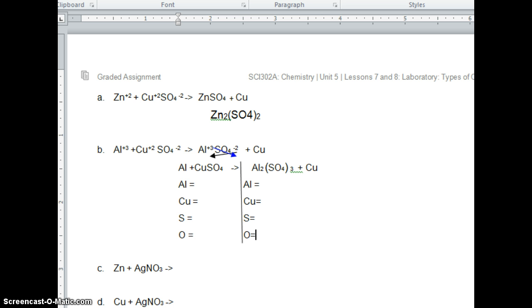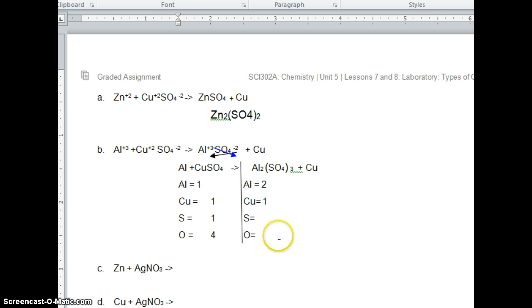All right, so let's go ahead and do that. So on the left side, how many aluminums are there? 1. How many coppers? 1. How many sulfurs? 1. How many oxygens? 4. Okay, let's do the other side. How many aluminum? 2, because there's a little 2 there. How many coppers? Just 1. How many sulfurs? Well, don't forget about your parentheses. This 3 gets distributed, so there's 3 copies of SO4.